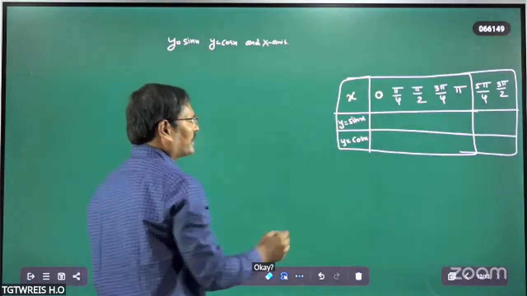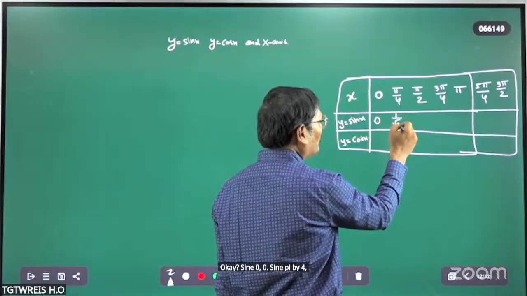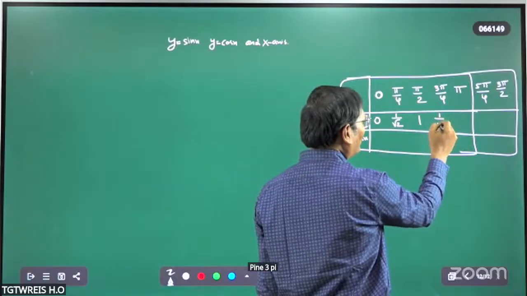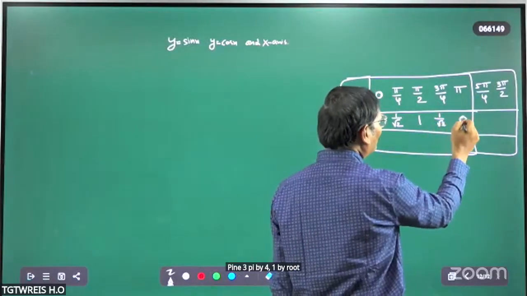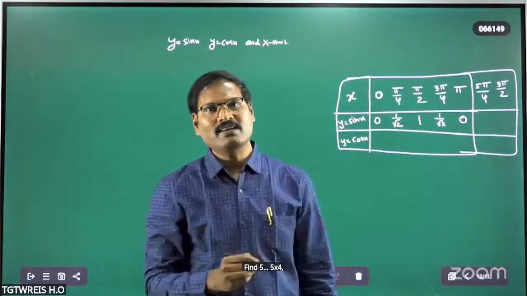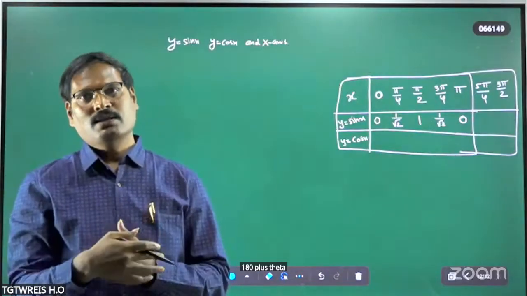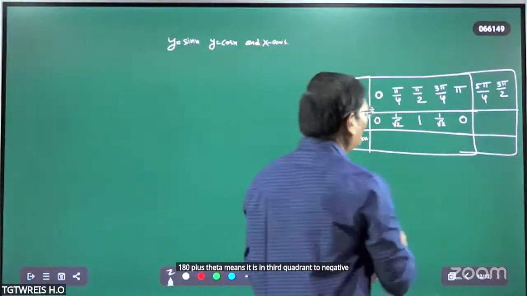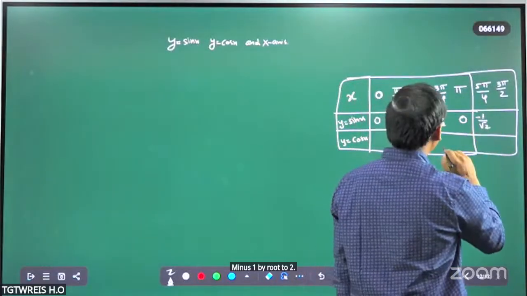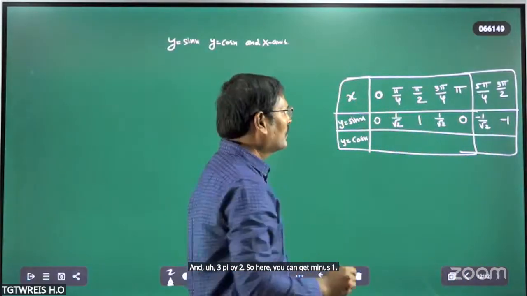Okay. Sin 0 is 0, sin pi by 4 is 1 by root 2, sin pi by 2 is 1, sin 3 pi by 4 is 1 by root 2, sin pi is 0, sin 5 pi by 4, sin of pi plus pi by 4, 180 plus theta. 180 plus theta means it is in the third quadrant, negative, so we get minus 1 by root 2. And sin 3 pi by 2, here you get minus 1.